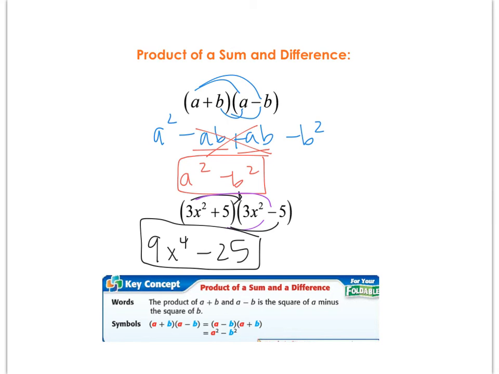So the key concept is the product of, for example, a plus b and a minus b is the square of a minus the square of b. So again, we just squared our first term and squared our last term, but made sure we had a minus sign in between because again, one of those binomials has a subtraction sign or a minus symbol. And then here again is symbols and what we just spoke about, the product of a sum and difference.